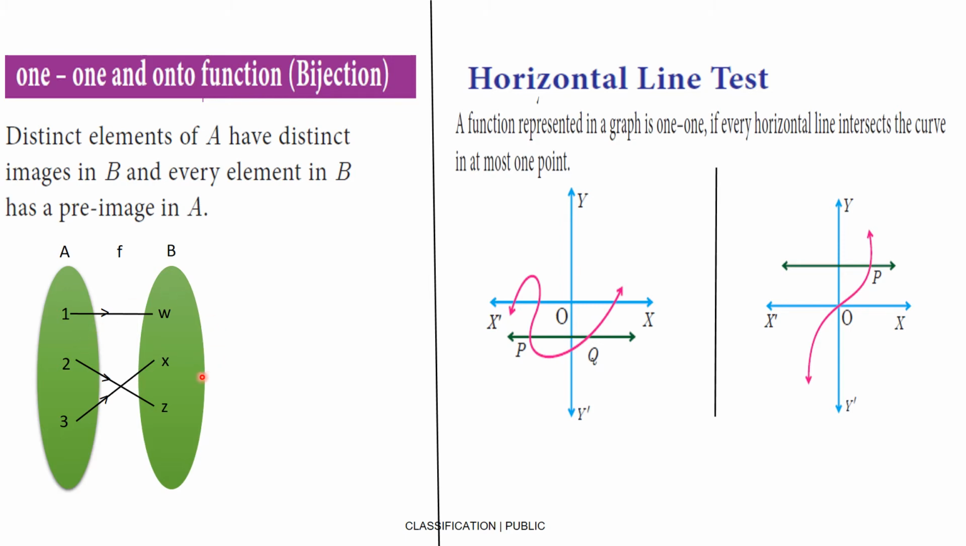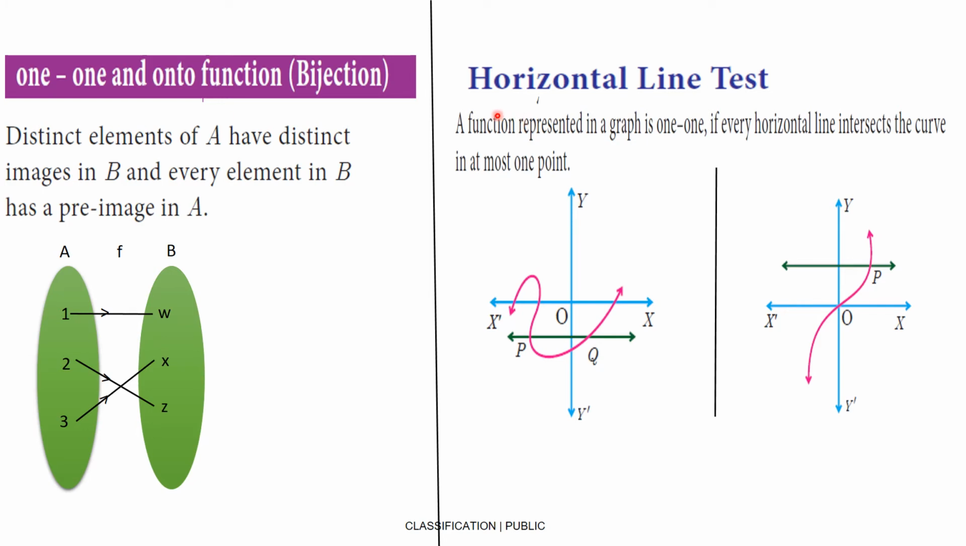One-to-one function satisfied. Next, here every element in B has a pre-image in A also. So onto function also satisfied. So therefore this is a one-to-one and onto function. Clear?